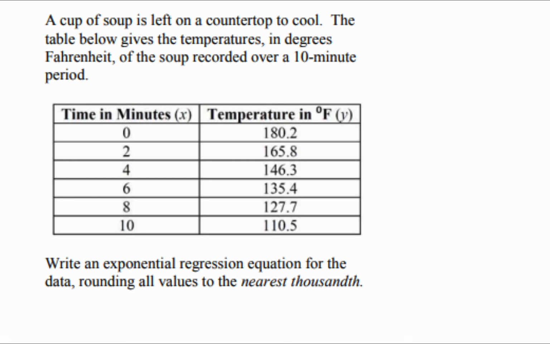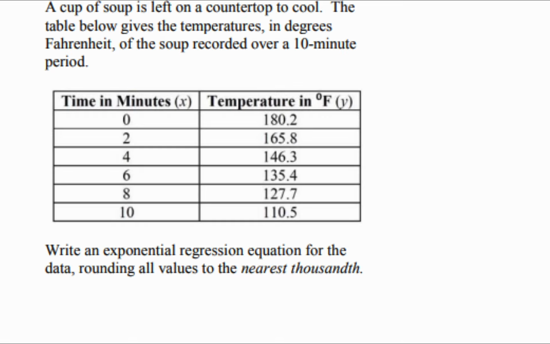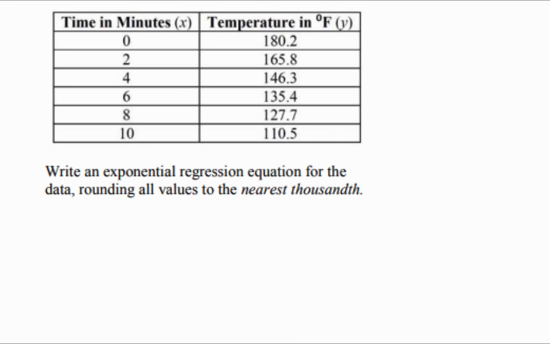A cup of soup is left on a countertop to cool. The table below gives the temperatures in degrees Fahrenheit of the soup recorded over a 10-minute period. Write an exponential regression equation for the data, rounding all values to the nearest thousandths place. So let's go ahead and box the vocab word exponential regression equation. So if we see that vocab word, we know automatically that we're going to use the following regression equation. Y1 tilde a parentheses b to the power x1.